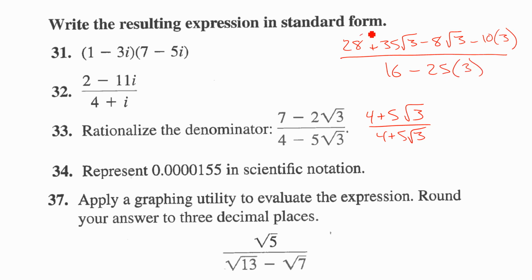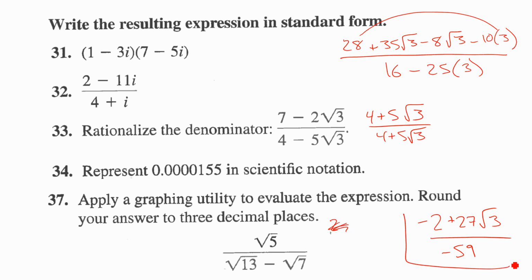So let's clean this up. 28 minus 30 is negative 2. Write it down here. Negative 2 plus 27 rad 3 over 16 minus 75 is, what do we have there? 59, negative 59. And so we can clean up our negatives and have 2 minus 27 rad 3 over 59. I will just leave it like that. That's fine. Don't need to clean that up.